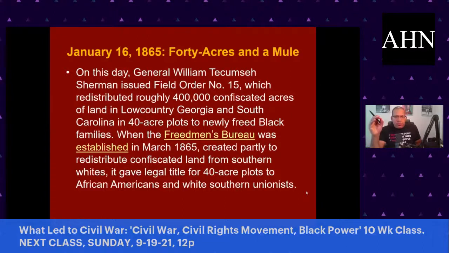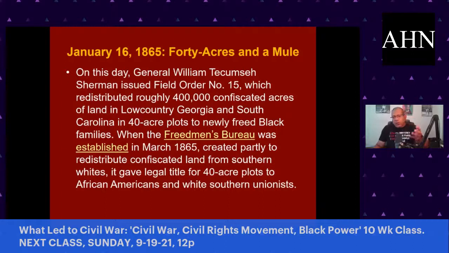General William Tecumseh Sherman issued Special Field Order Number 15, which redistributed roughly 40,000 confiscated acres of land in the Low Country of Georgia and South Carolina in 40-acre plots to newly freed Black families. The Freedmen's Bureau was created by act of Congress, and when it was established in March 1865, partly to redistribute confiscated land from Southern whites, it gave legal title for 40-acre plots to African Americans and white Southern Unionists.